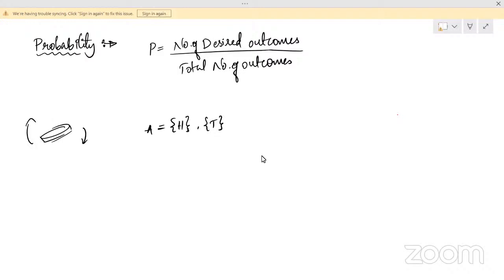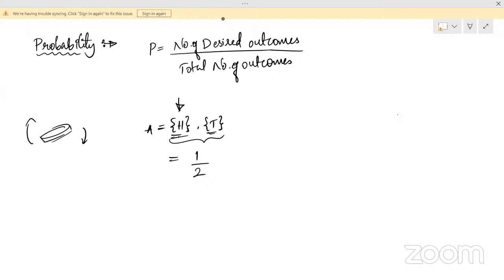Right. Now, if I ask you, what is the probability that it is going to be a head? Again, check this: number of desired outcomes. Desired outcomes out of these two elements, occurring head is just this one outcome, divided by total number of outcomes I have, which is 2. That means probability of getting a head in an unbiased coin, unbiased in the sense it is a fair coin, right?